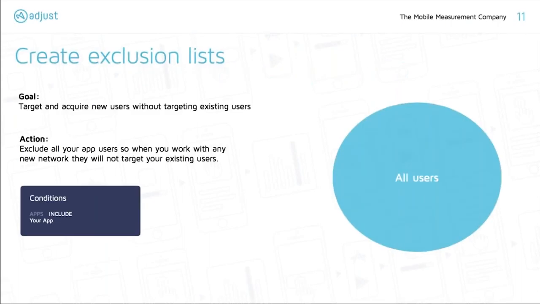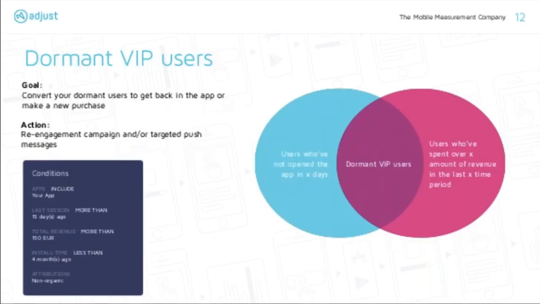The first use case might be to create an exclusion list. So if you're focusing, for example, heavily on user acquisition campaigns, you have a vast app portfolio, you may be a gaming company, and you already have a portfolio of very active users. You could create a list of all of your existing users, and then while setting up your campaign, tell the partner or the network that you're running this campaign with not to target those existing users, in order to benefit, for example, in user acquisition costs.